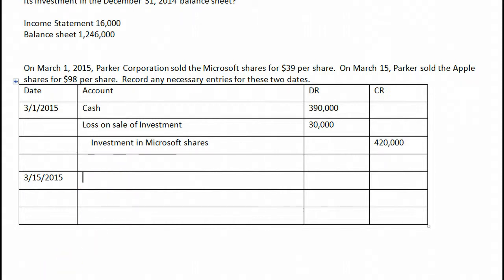Now, on March 15th, 2015, we would debit cash for $882,000, the sales price times the 9,000 shares. This would create a gain of $72,000. Then we credit the investment for the original $810,000.